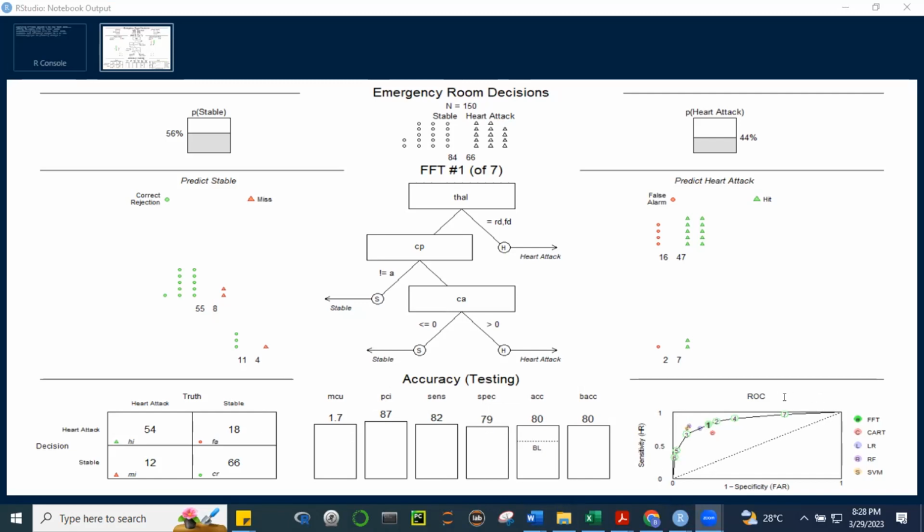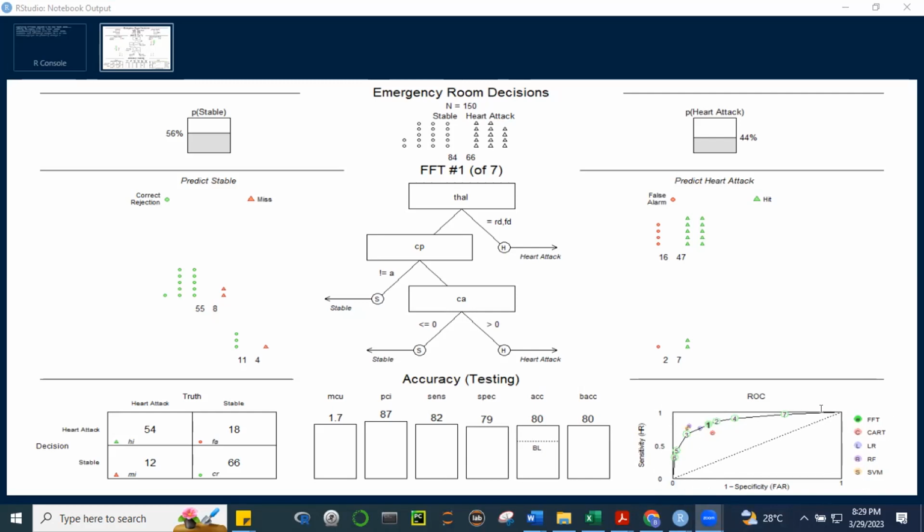Okay, and then this one, ito yung receiver operating curve. Ito. And it plots the specificity and the sensitivity, and then it compares the different models. Andito si support vector machine, andito si random forest, andito si logistic regression, andito si ordinary CART, yung decision tree, andito si fast and frugal trees. Okay? So here, you have a plot of your, ito yung number 1, si FFT, a plot of your sensitivity and your specificity.